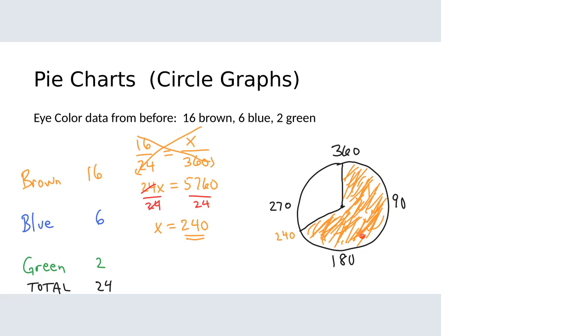Up next, we're going to do the exact same thing with blue. With blue, 6 out of 24 students have blue eyes. So I'm going to set up a proportion. That'll be 6 out of 24.